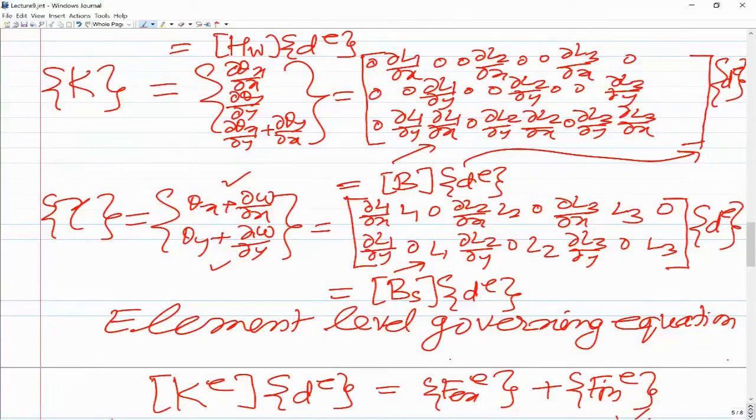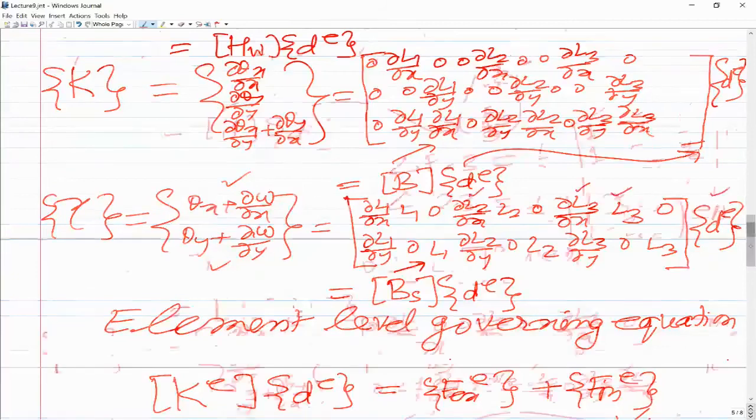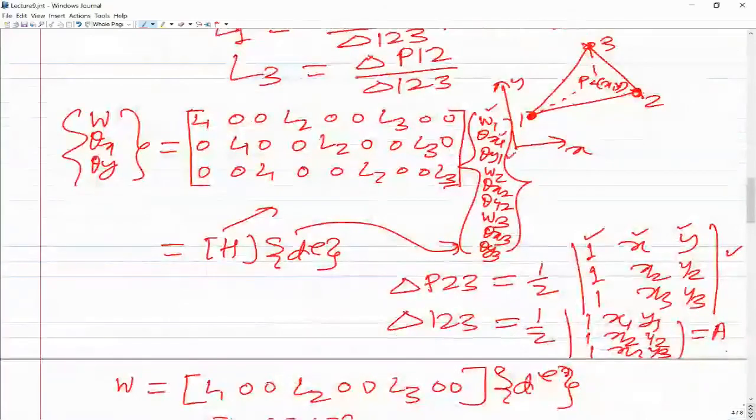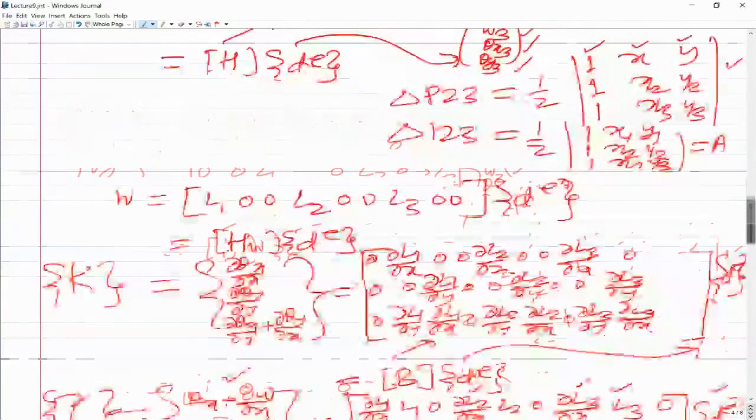So the same thing is written here. If you look at these, del L1 by del X, del L2 by del X, and del L3 by del X are going with W. So when you multiply this row with DE, and DE is defined over here, you see W1 theta x1 theta y1, W2 theta x2 theta y2, W3 theta x3 theta y3. So these are defined here.